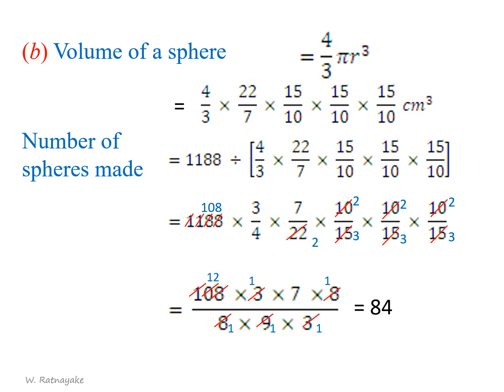Now we have to get the answer, we have to multiply this 12 and 7, that is 84. So the number of spheres that can be made using the metal in the cone is 84 if any metal is not wasted. So this is the answer.